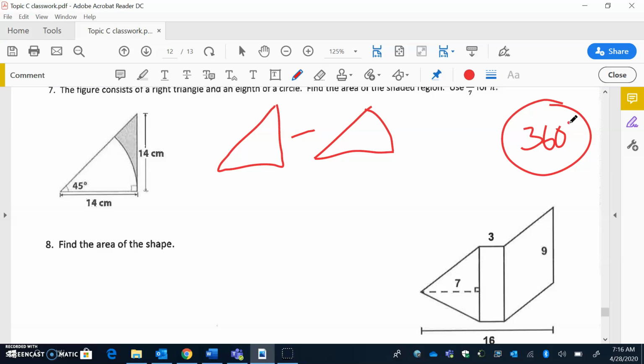So for this guy here, you're going to find the area of the triangle and then take away an eighth times the full circle. Now, remember, taking an eighth of something is the same thing as dividing it by 8. So you could find the area of that circle and then divide it by 8, and that would get the job done as well. Or you can multiply it by an eighth. So that's something I want you to feel comfortable with.